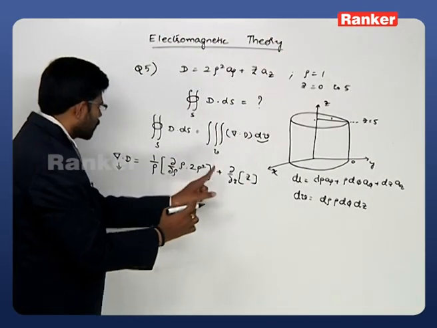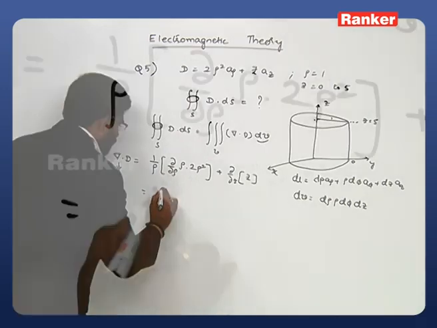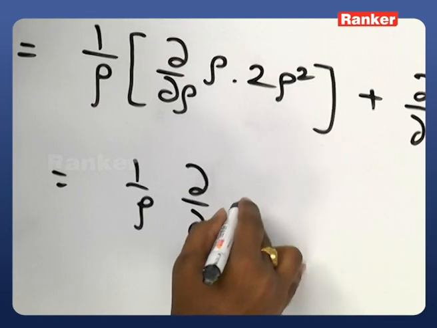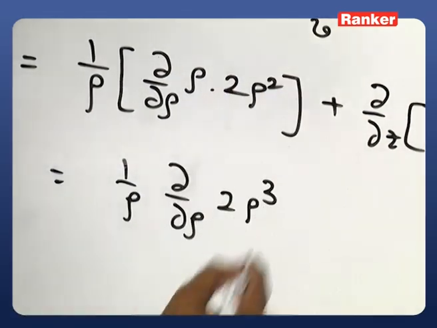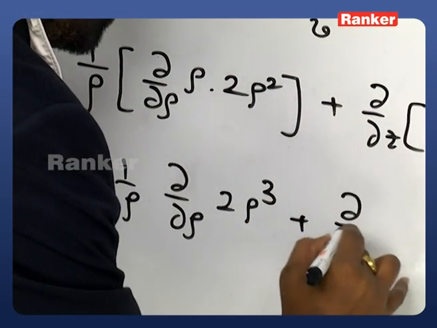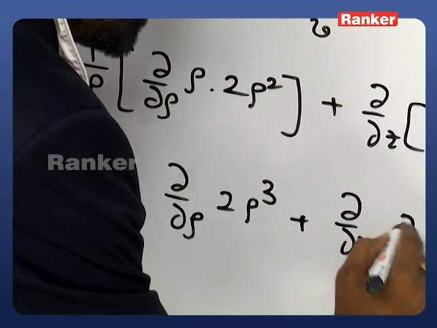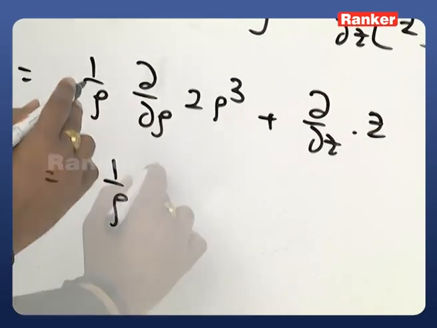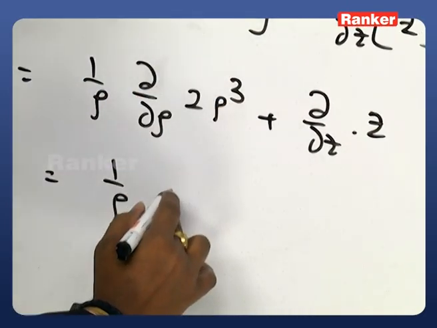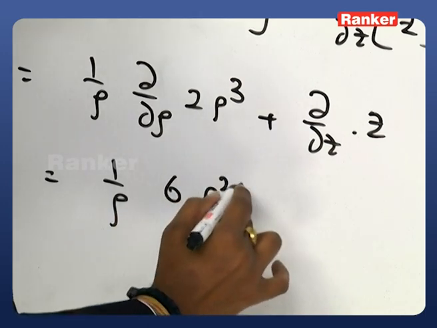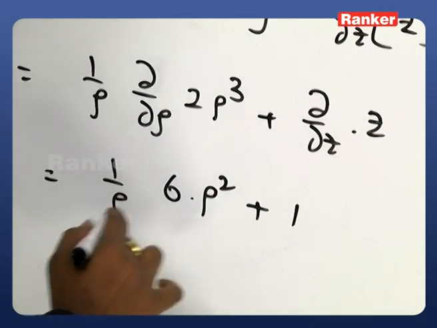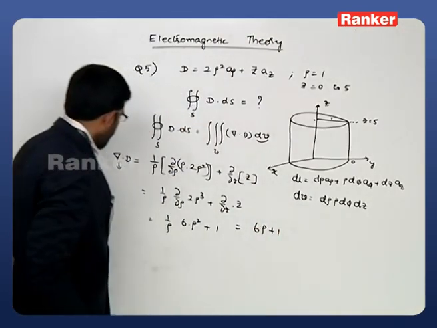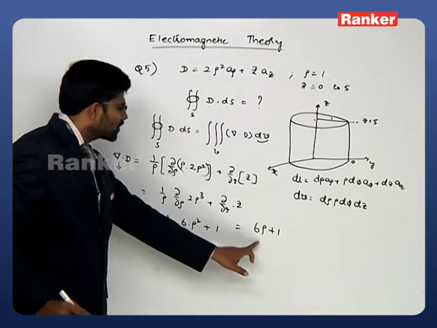If you calculate this, just examine what we get. That is 1 by rho, dou by dou rho of 2 rho cube, plus dou by dou z of z. Which equals 1 by rho times the derivative, which is 6 rho square, plus 1. Rho will be cancelled here, giving 6 rho plus 1. So the divergence of this particular term is 6 rho plus 1.